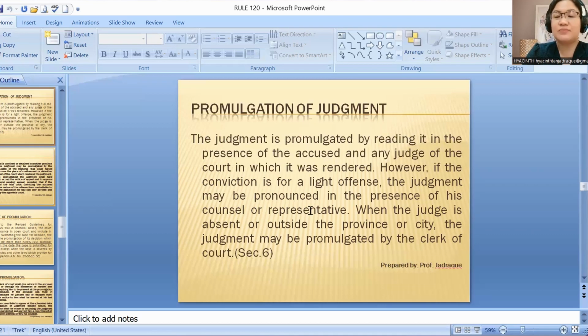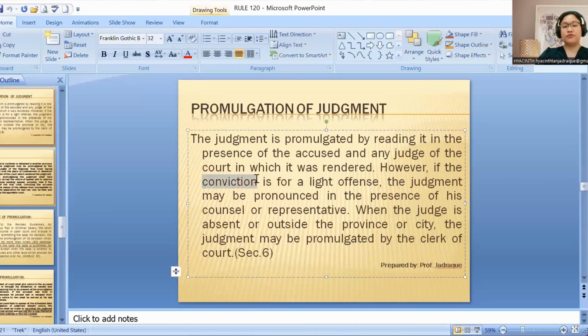When the judge is absent or outside the province or city, the judgment may be promulgated by the clerk of court. Now, take note, it talks about conviction. Now, how about if it is acquittal? With more reason. Okay? With more reason. Acquittal for a light offense. Now, how about if it is not?